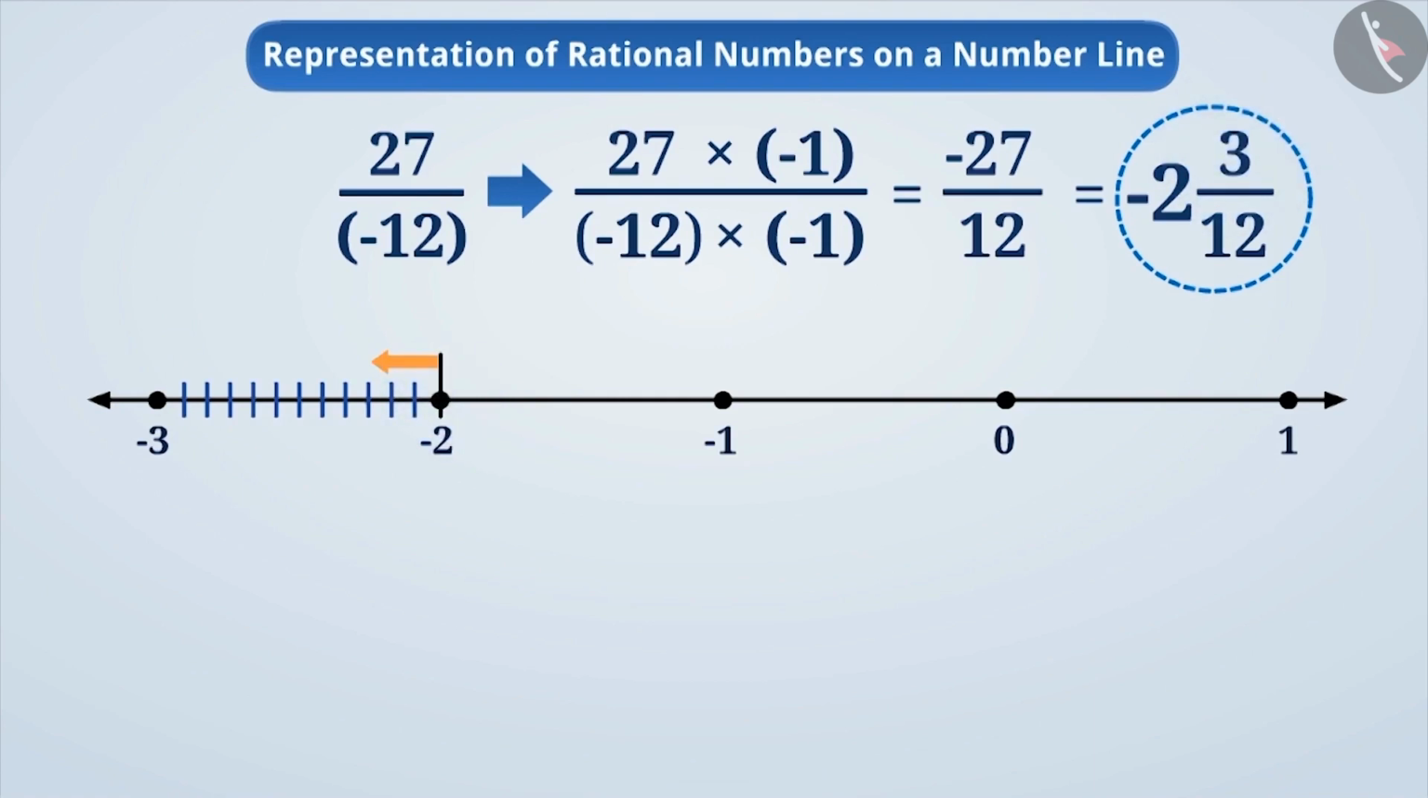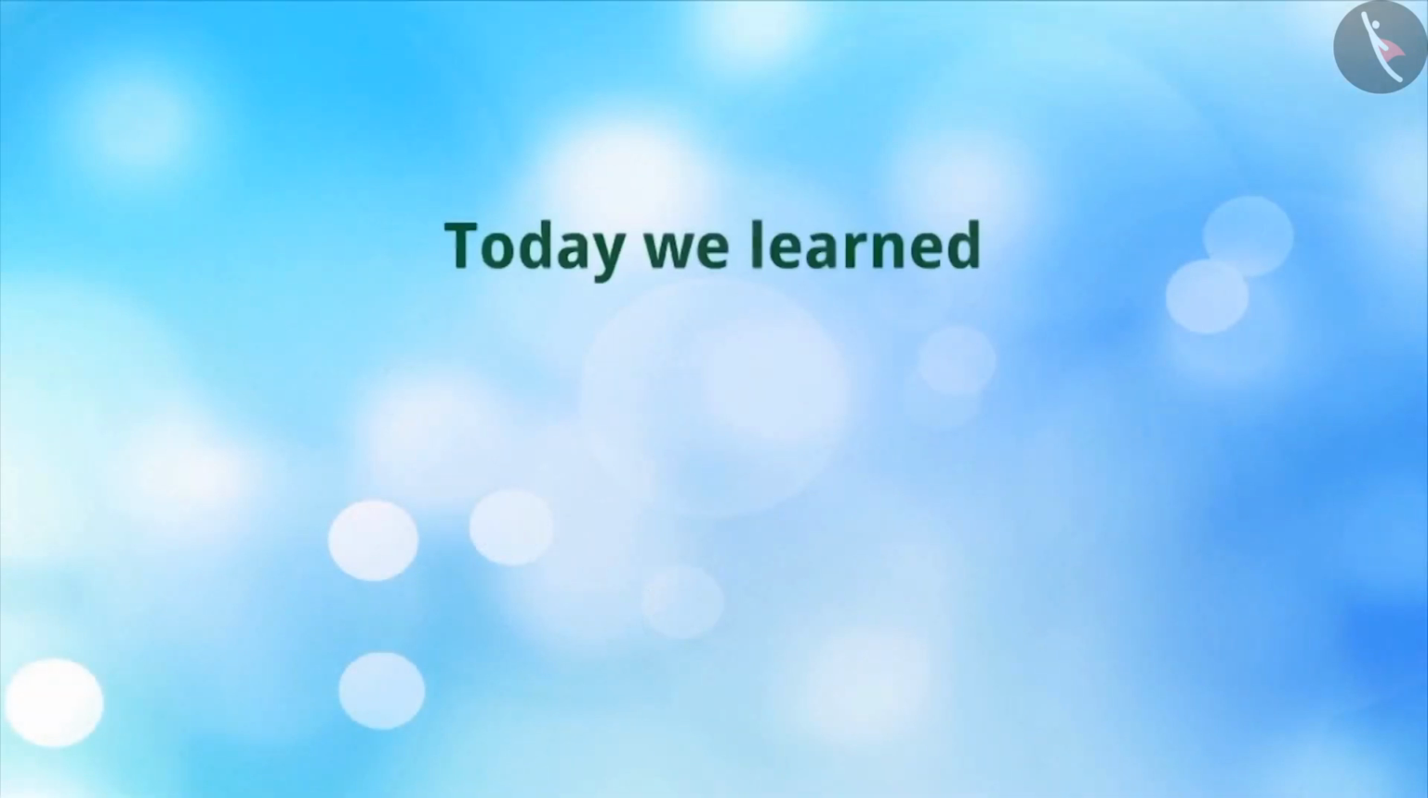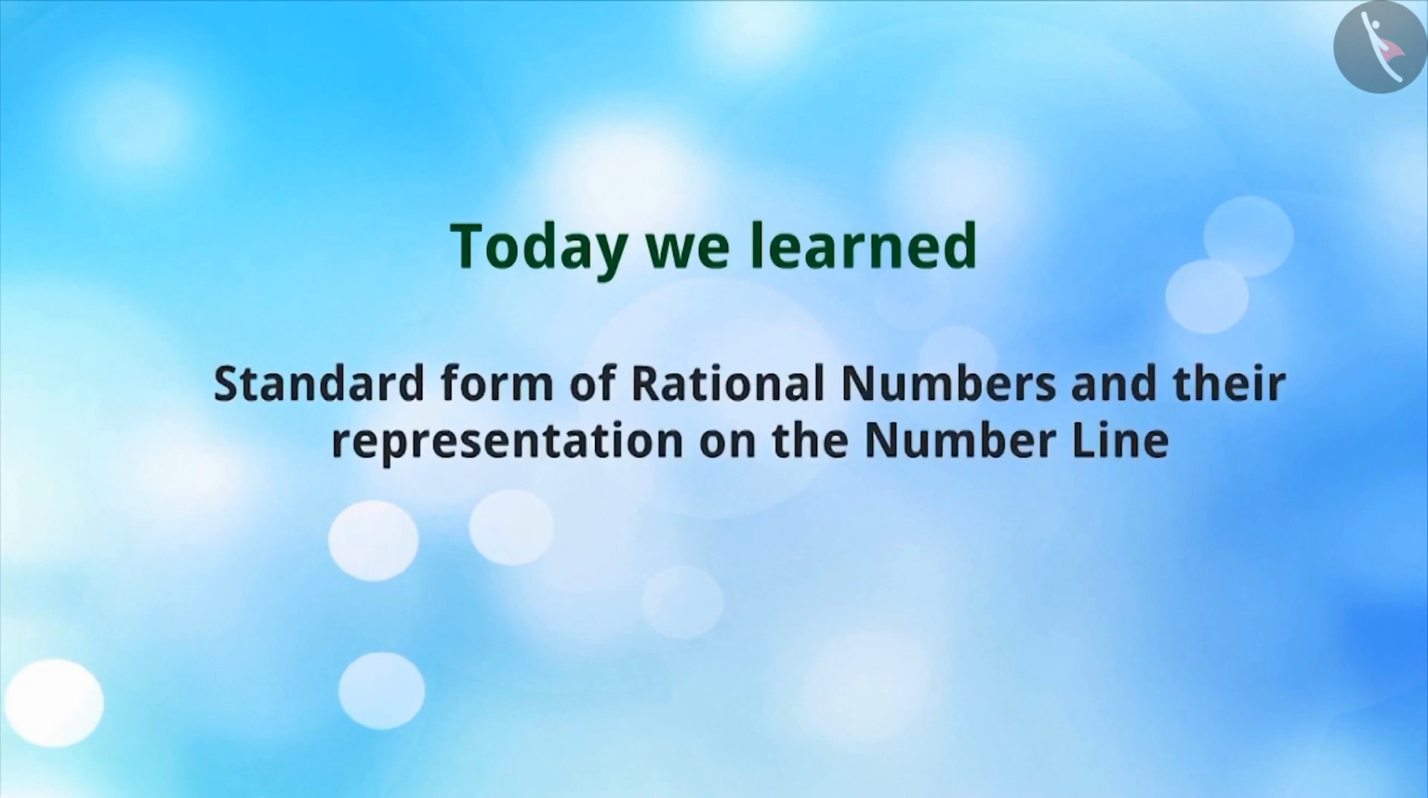We will mark the final point as minus 2, 3 by 12 or minus 27 by 12 or 27 by minus 12. With this, you must have now understood how we can obtain the standard form of rational numbers and how we represent them on the number line. So today, we have learned the standard form of rational numbers and their representation on the number line. In the next video, we will learn it better with some examples.